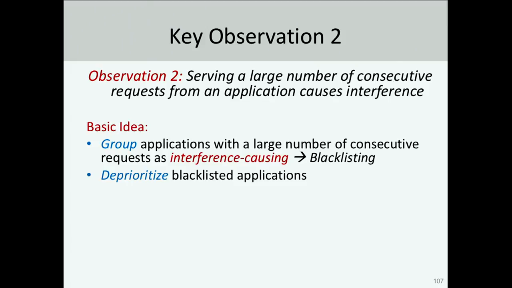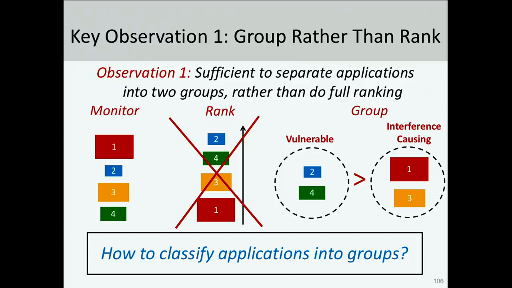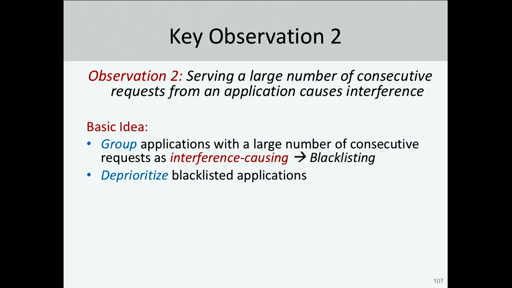And it turns out serving a large number of consecutive requests from an application causes interference. And this is a good predictor of the future also. So the basic idea is to group applications with a large number of consecutive requests as interference causing and blacklist them. So this is, if you will, the blacklisted group. And you blacklist them and you deprioritize the blacklisted applications.